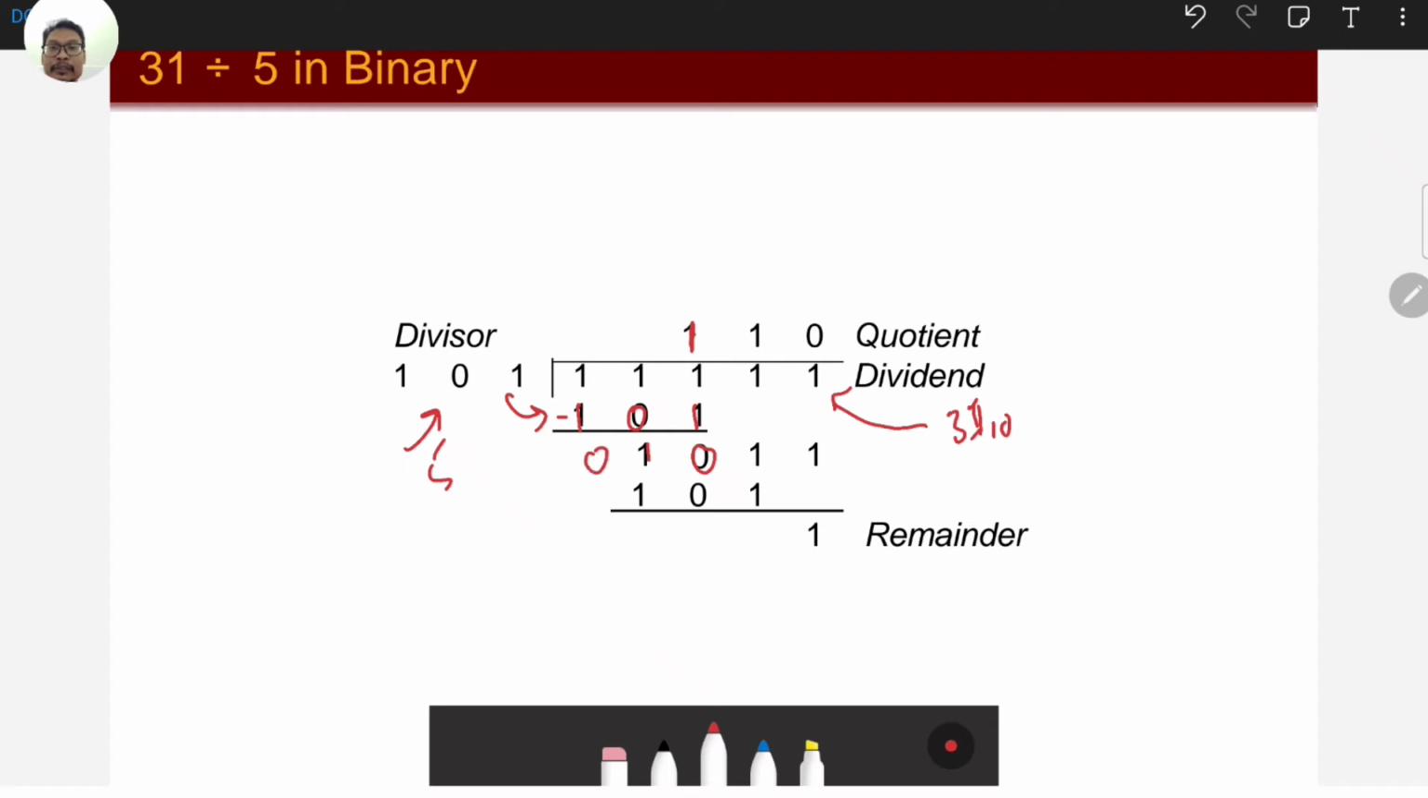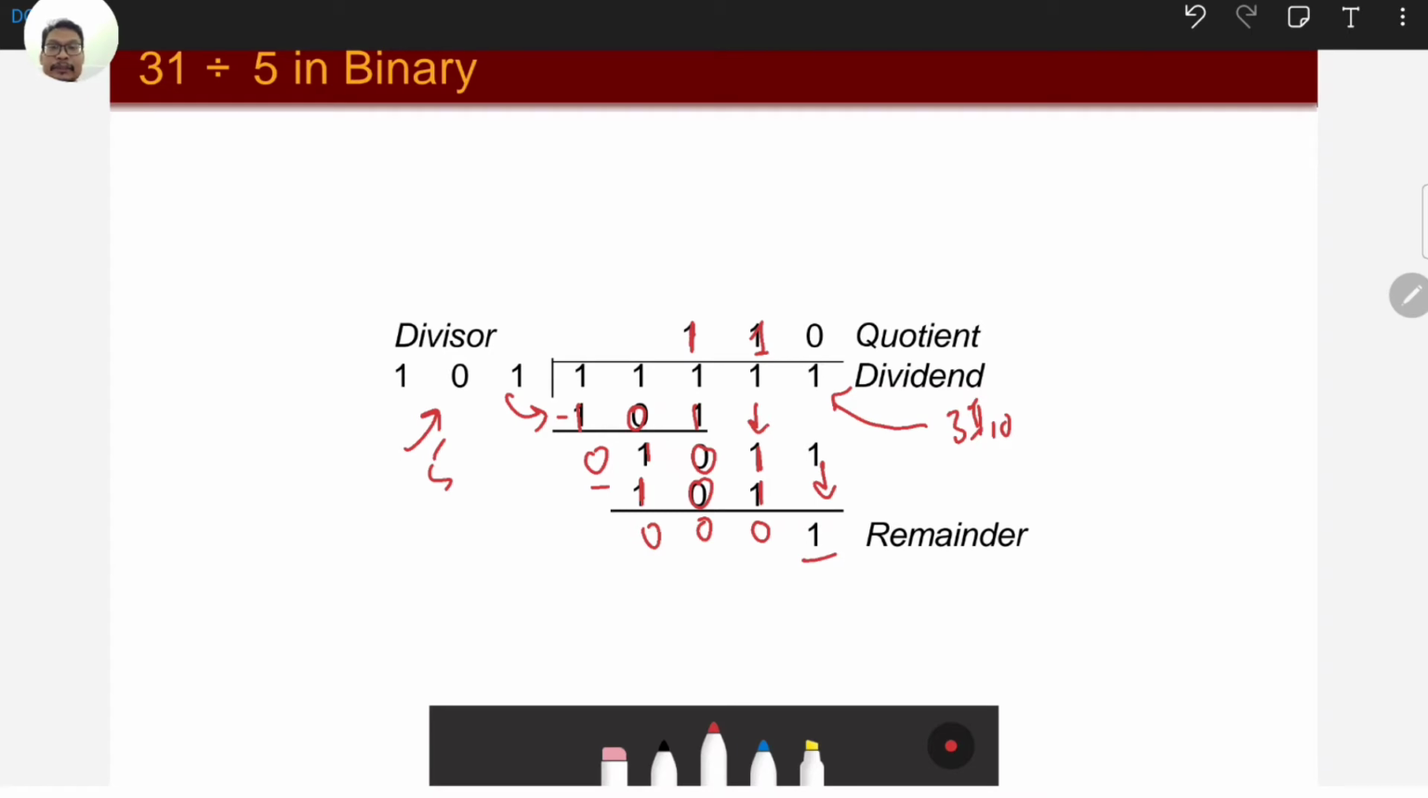1 minus 1 is 0. And then we are going to drop this 1 here. Drop this 1. We're going to put a 1 here. We're going to put 1 there, and we are going to get 101, and we're going to subtract this together. We're going to get 000. We're going to drop a 1 here as our remainder.